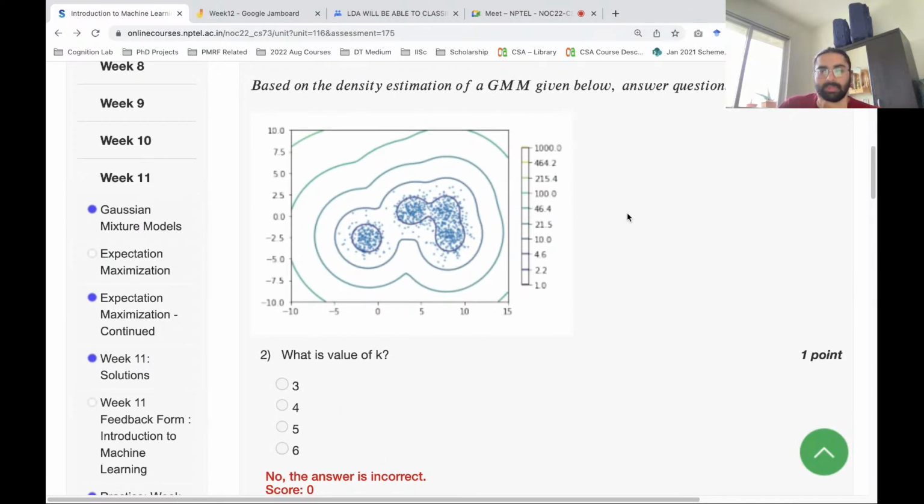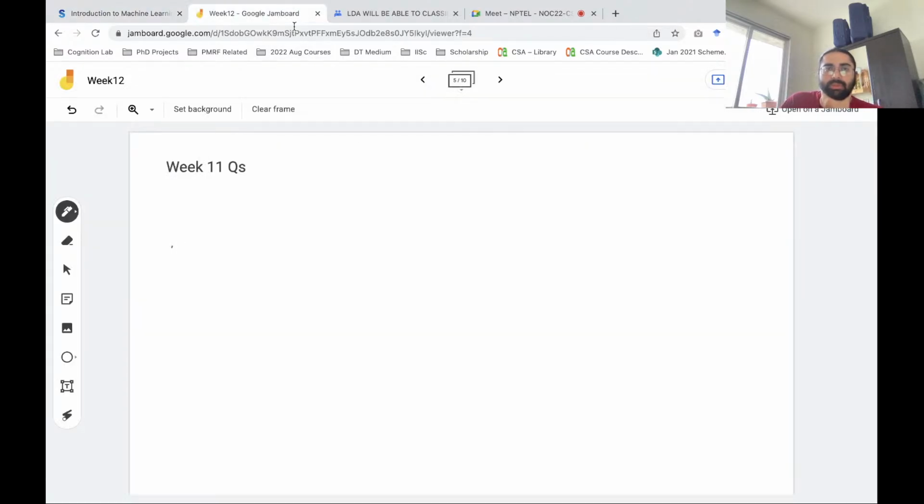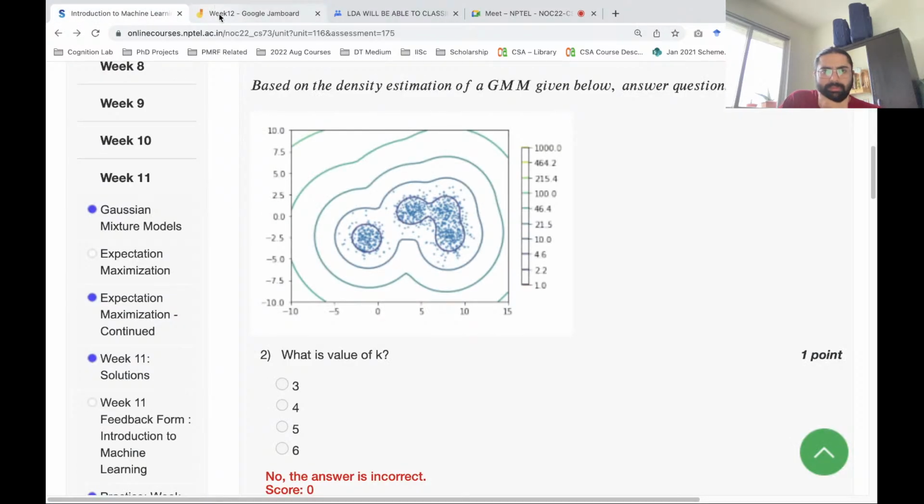Sir, please explain some basic concept regarding this density estimation of GMM. How should we think about this? If I'm not wrong, the confusion is how do you understand this graph? Yes, sir. What does density estimation of GMM mean? What is this GMM telling us?